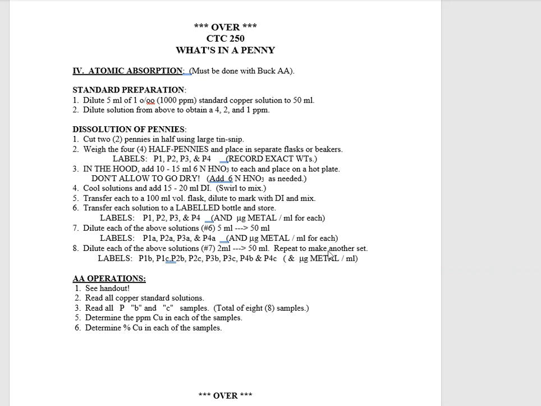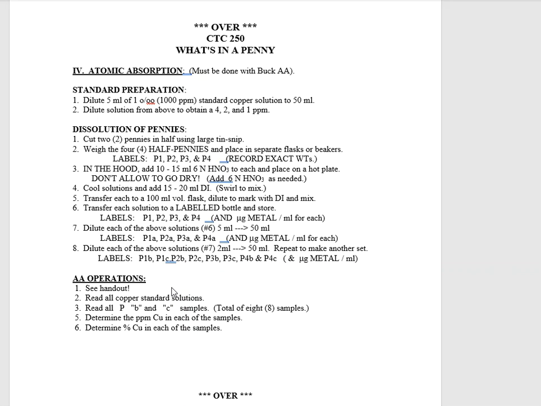Notice it says repeat to make another set. We want you to analyze 2 of these and run 2 of them so you can get a really good average. That's why we're doing that. We're testing your dilution ability. Maybe you screwed up on one of the dilutions, and if so, we could possibly leave it out. But we want to see 2 dilutions back to back that give us about the same type of number.